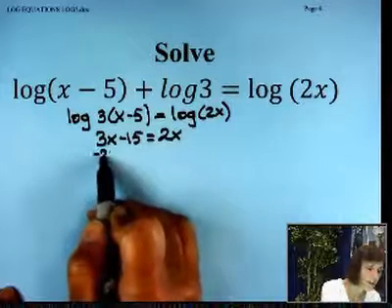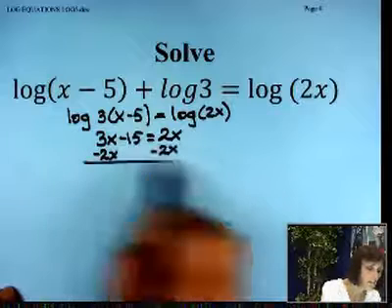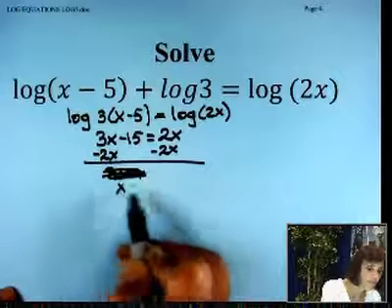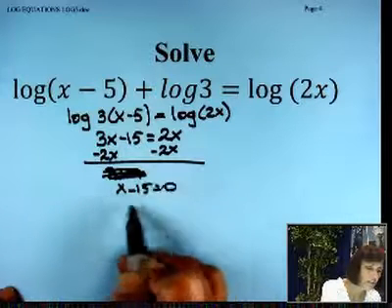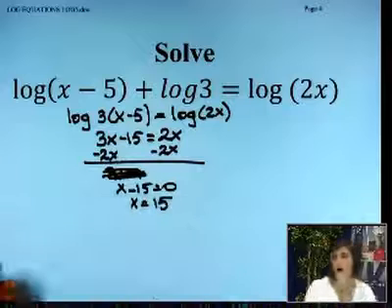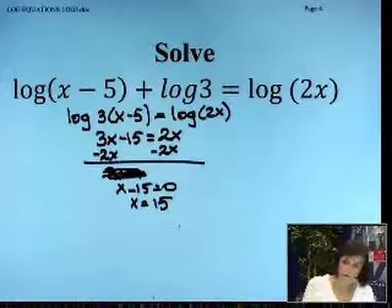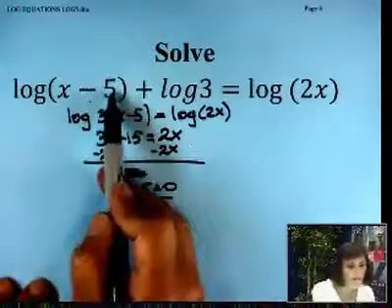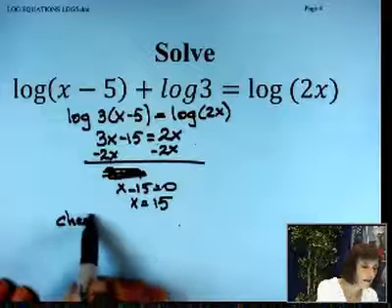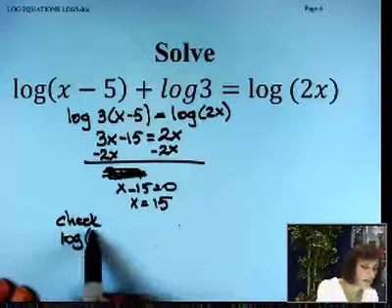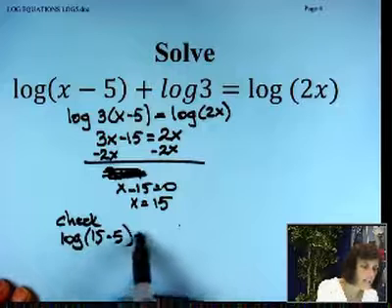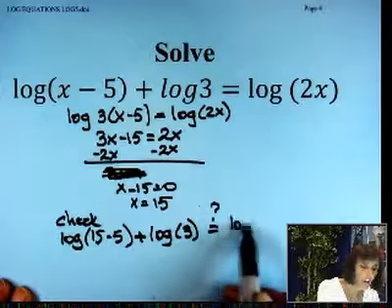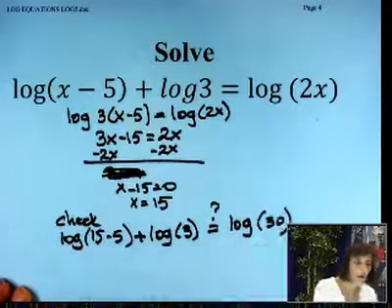Subtract 2x. You'll get x minus 15 equals 0. x equals 15. Always go back and make sure that this doesn't give you negative stuff. 15 minus 5. Check. Log of (15 minus 5) plus log 3. Is that log 30? Alright, what is that?